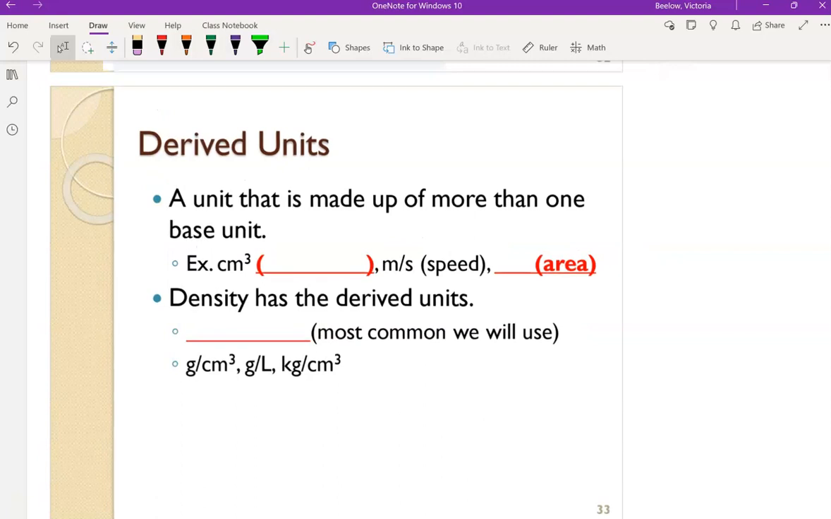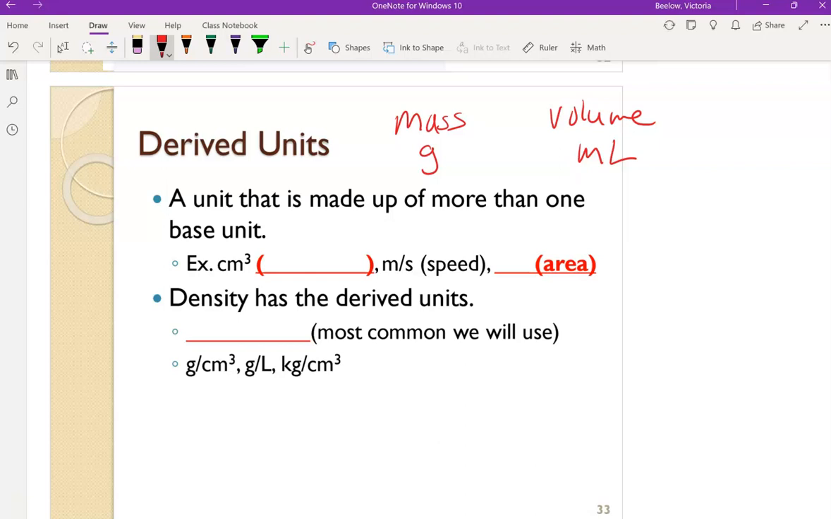So you guys are used to seeing mass being measured in grams and volume being measured in usually milliliters. And those are examples of extensive properties, right? Because mass depends on the amount of substance present, and same thing with volume.